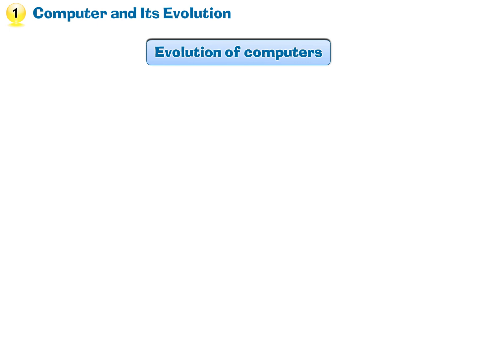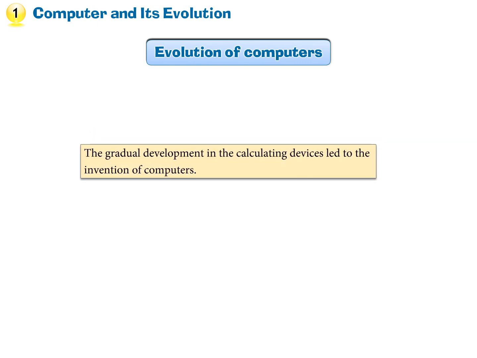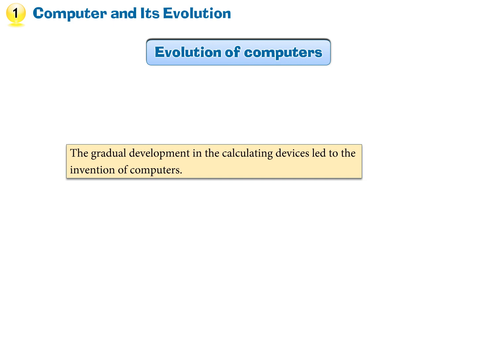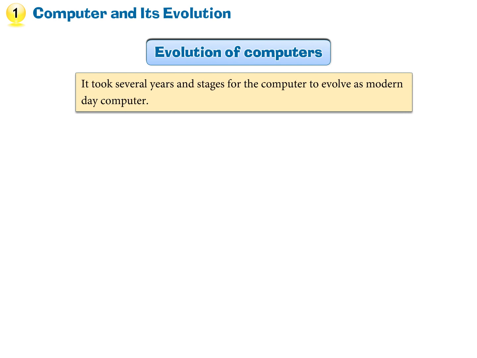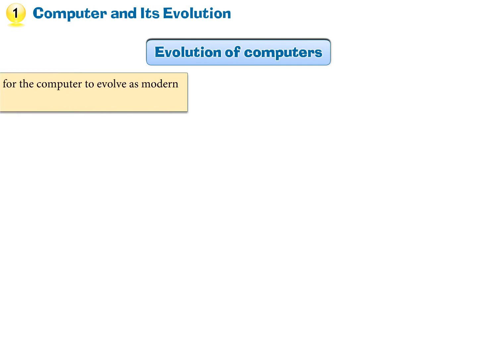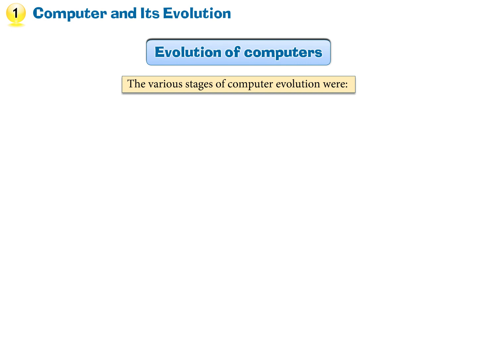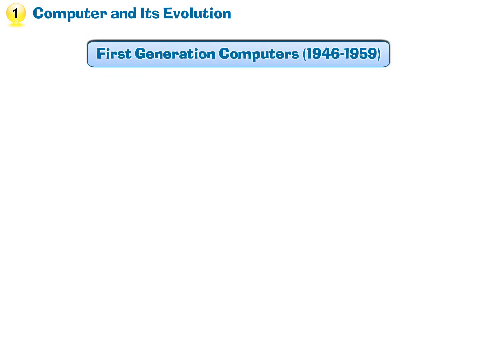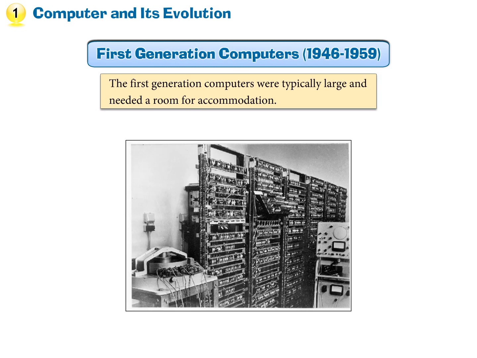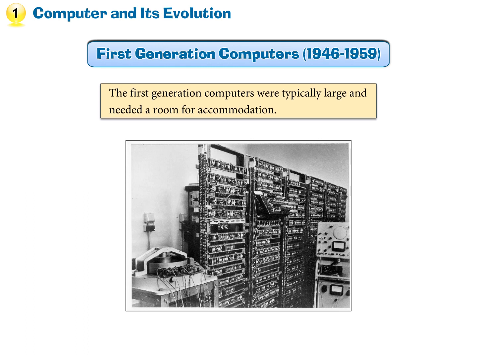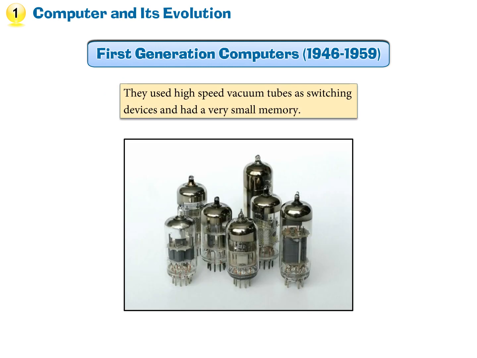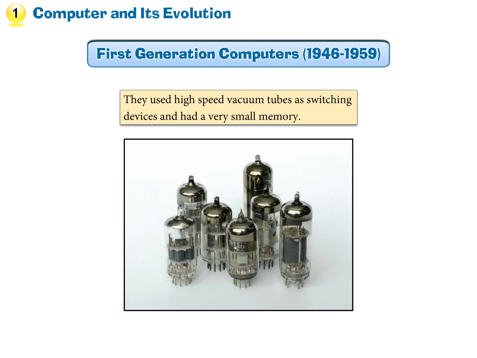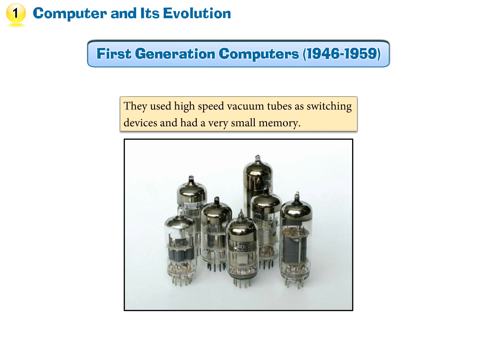Evolution of computers. The gradual development in the calculating devices led to the invention of computers. It took several years and stages for the computer to evolve as the modern-day computer. The various stages of computer evolution were: First generation computers, 1946 to 1959. The first generation computers were typically large and needed a room for accommodation. They used high-speed vacuum tubes as switching devices and had a very small memory.